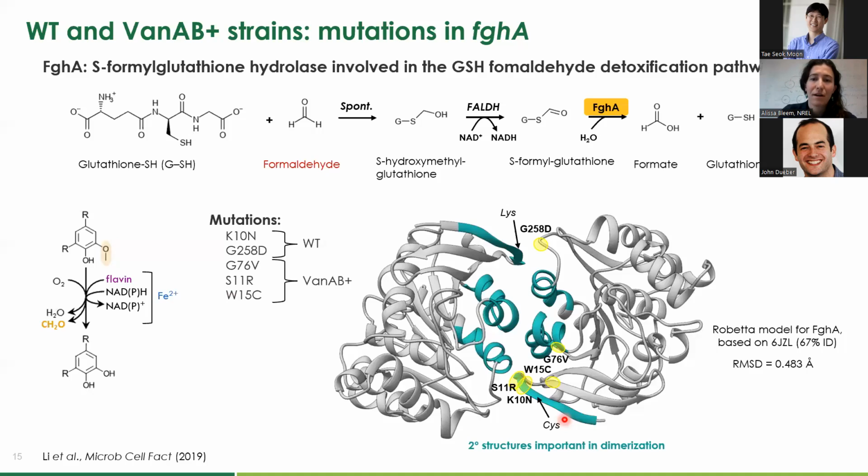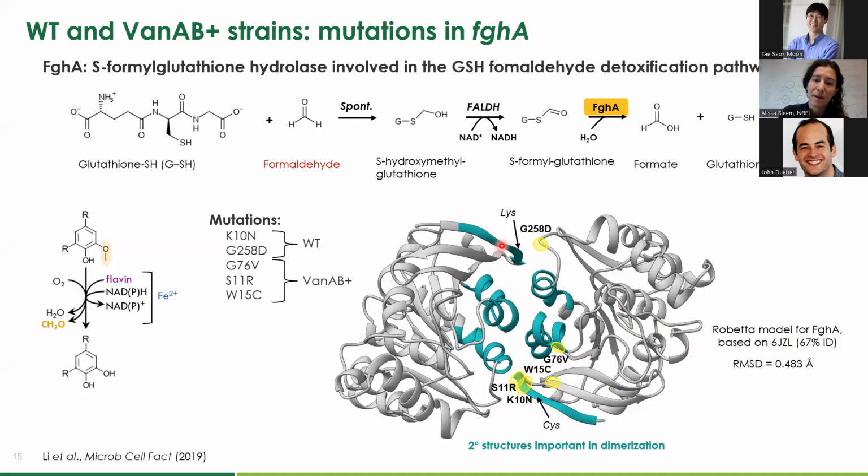There's not a structure of FGHA from KT2440, but there is one from a related cold-loving bacterium. And so if we make a model of the Pseudomonas putida sequence on that structure, which has 67% identity, we can get a sense of where these mutations lie. And we know that this enzyme needs to form a dimer in order to be active. And actually, all of the mutations we observed are predicted to lie along this dimer interface, which I think is quite interesting.